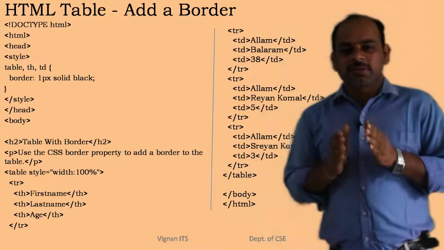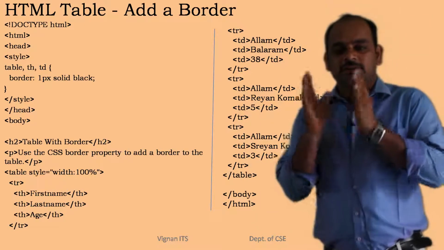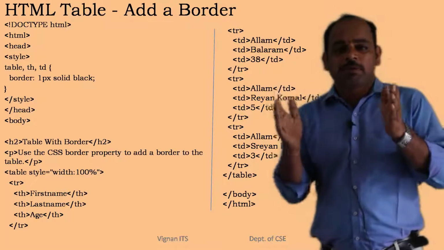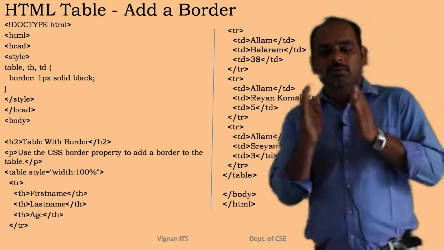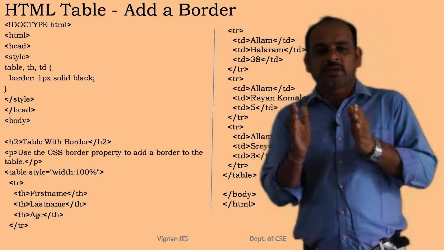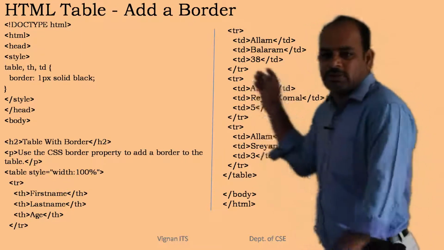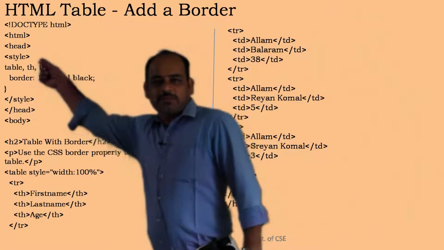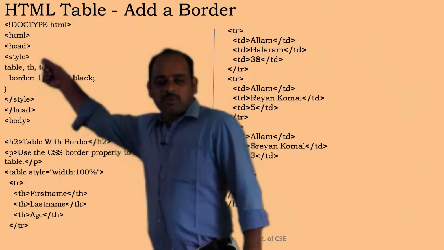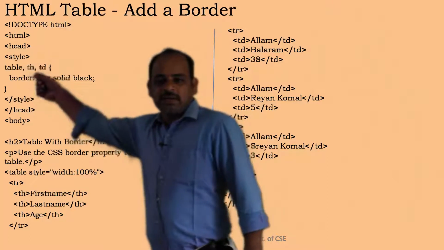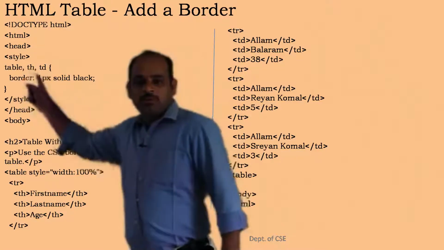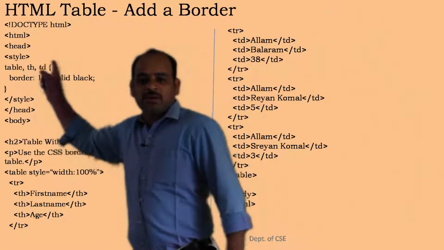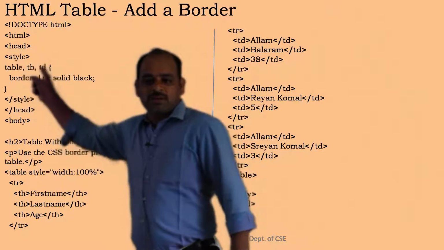CSS is nothing but Cascading Style Sheet, which we can use within the HTML in order to design the web page, or in order to make some design changes to the table. For that we are using the style tag here. Basically we use the style tag to add the CSS, and within the style tag we are designing table, th, and td. These are 3 tags simultaneously. We can add some designs.